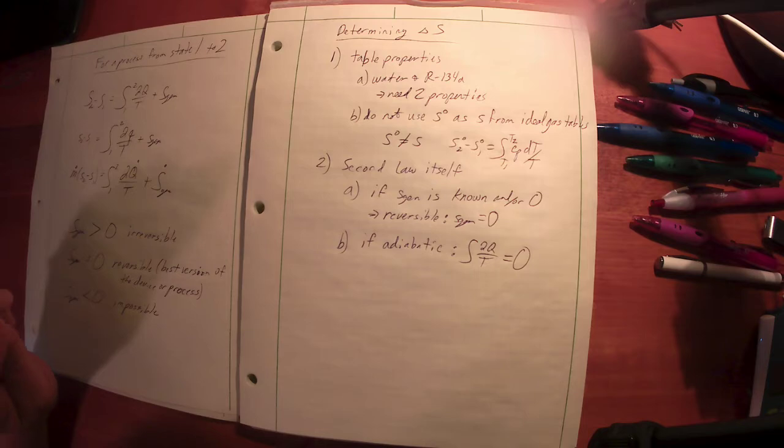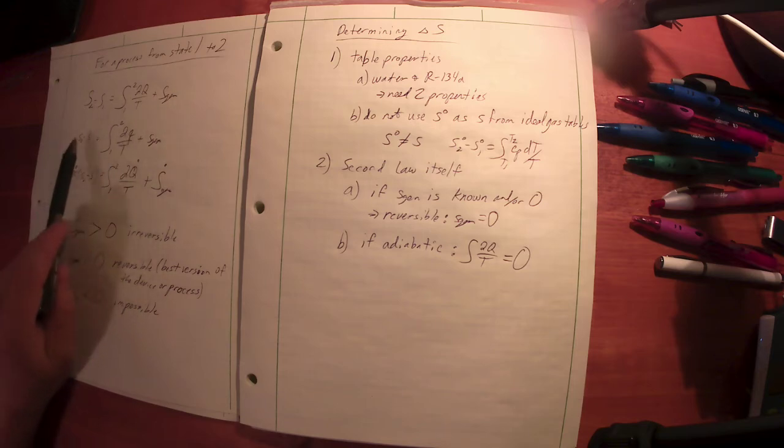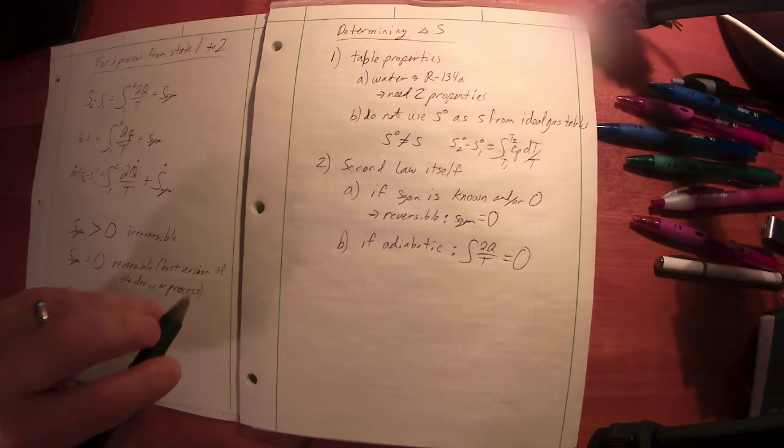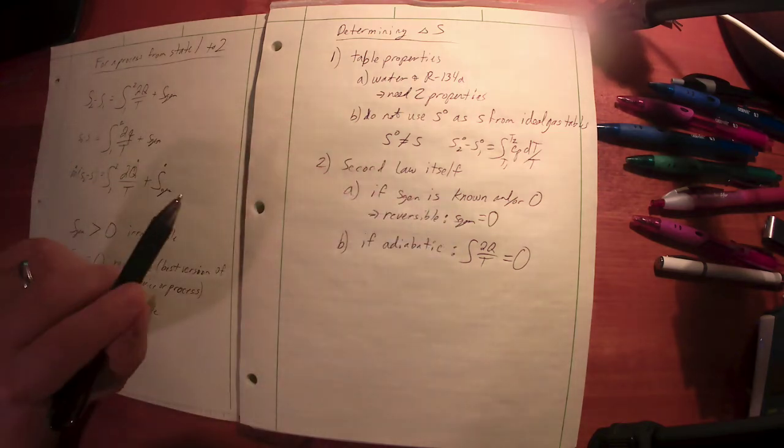That's a special case we see a lot. Again, that's isentropic. But I need both. I need this to be 0 and this to be 0 for this to be 0. Okay? If that doesn't make sense, go back and review that. That's really important. I need both of these for it to be isentropic.